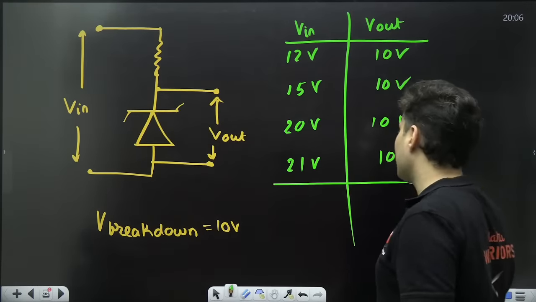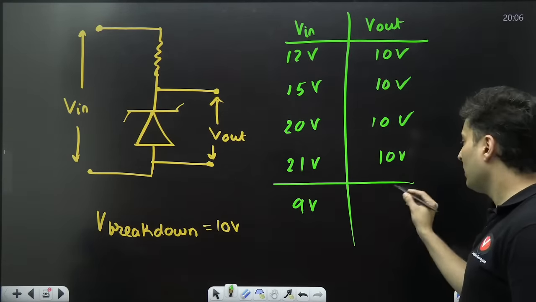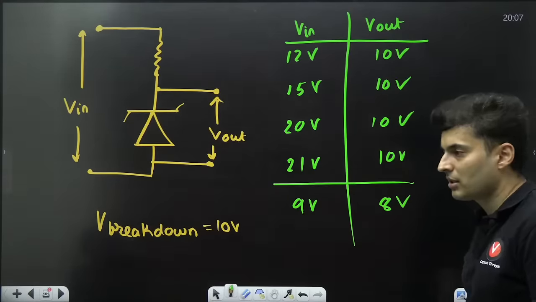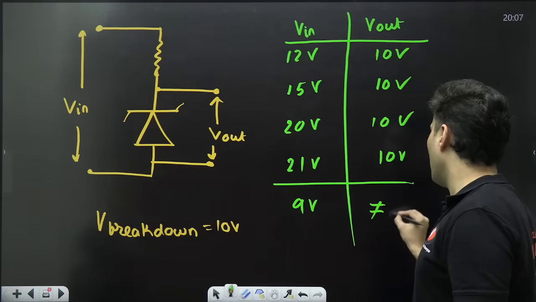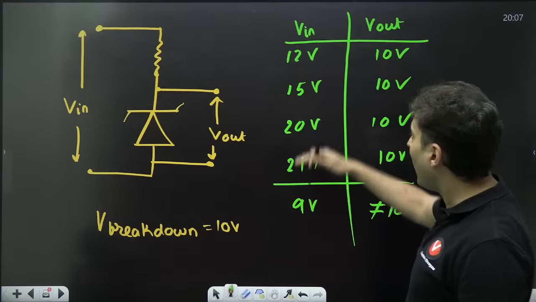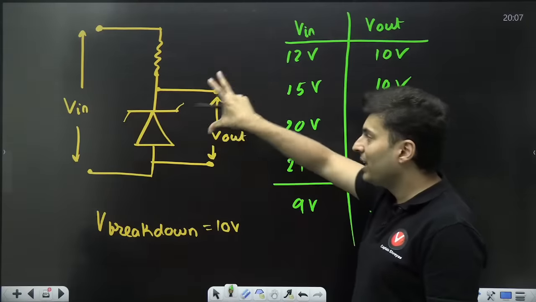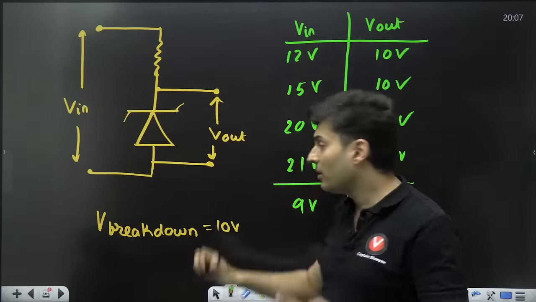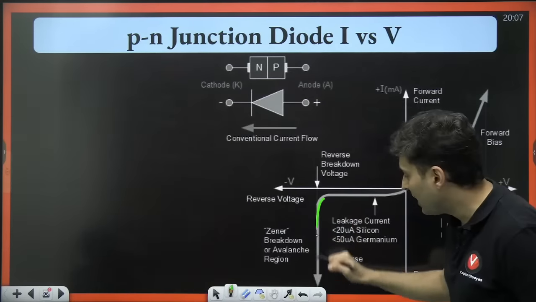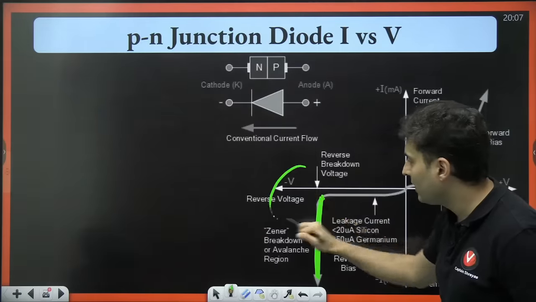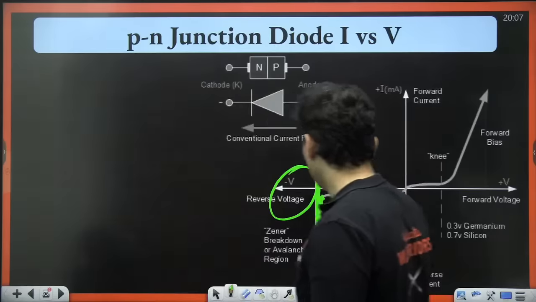The only problem happens if it goes below 10 volts. Say for example, it is 9 volts, then this won't be 10. This might be, I don't know, maybe 8 volts or something. Just giving an example. But the point is it will not be 10 volts. So you have to ensure that the input voltage is above the breakdown voltage. Then the voltage across the Zener diode, remember, will remain constant. Use this graph. In the reverse bias, no matter what you try to do, across the Zener diode the voltage can't change. It has to remain the same.